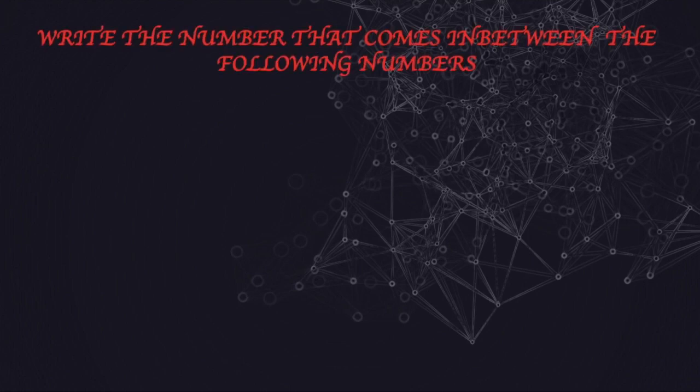Next, write the number that comes in between the following numbers. Here, we have to write the numbers which come in between the two numbers. First one, 890 and 892. For this, the answer will be 891. 890, 891 and 892. Next one, write the number in between 399 and 401. What comes after 399? After 399 we have 400.